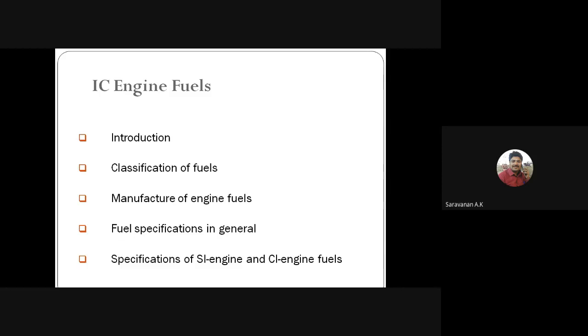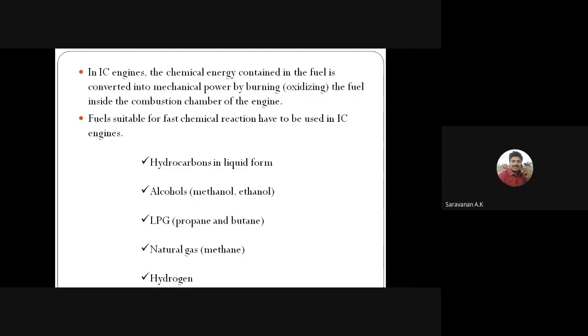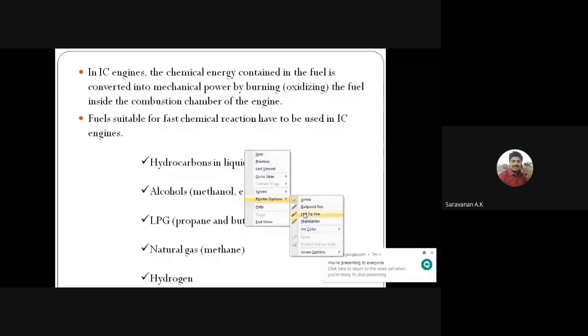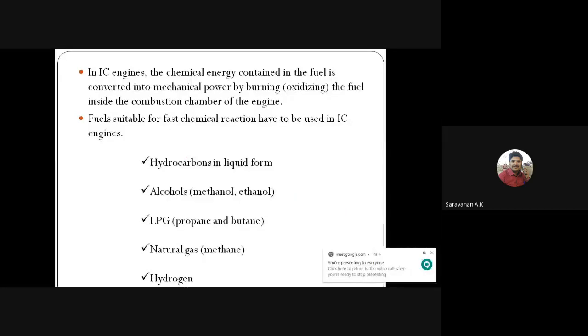So first, the fuels. So what is the fuel, right? In the IC engines, the chemical energy has to convert into thermal energy, and the thermal energy is converted into a mechanical output, right? That is called the heat engine. The chemical energy is converted into thermal energy, and it will be converted into the mechanical output. So that's called the heat engine, right?